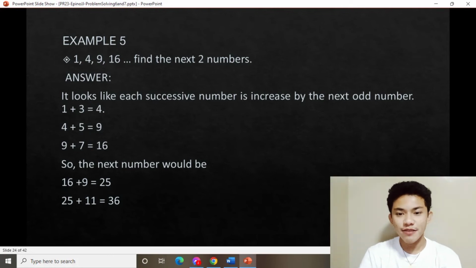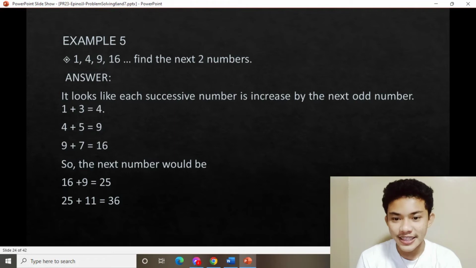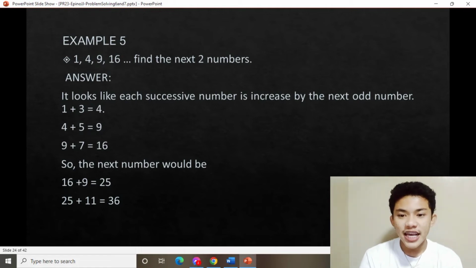Example number 5: 1, 4, 9, 16. Find the next 2 numbers. It looks like each successive number increases by the next odd number. So, 1 plus 3 is equal to 4. Then, 4 plus 5 is equal to 9. And 9 plus 7 is equal to 16. So, the next number should be 16 plus 9 is equal to 25. And 25 plus 11 is equal to 36. And so, the next 2 numbers are 25 and 36.